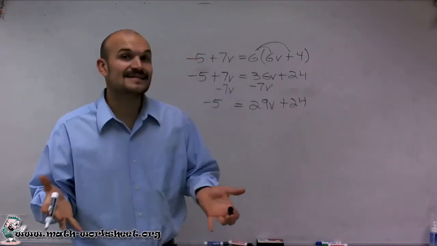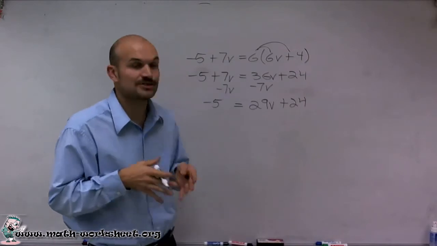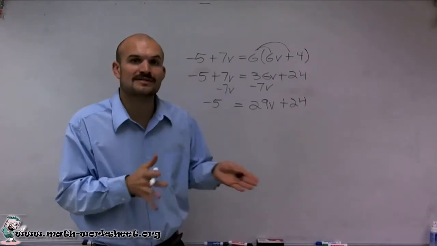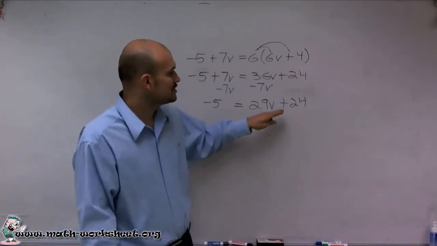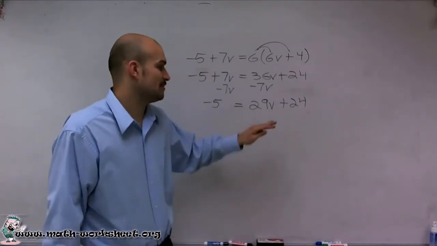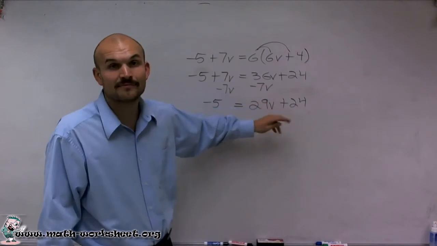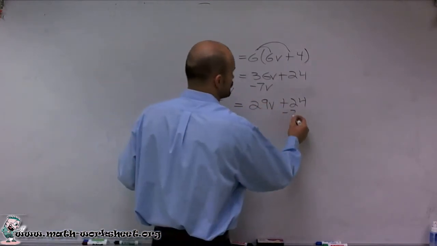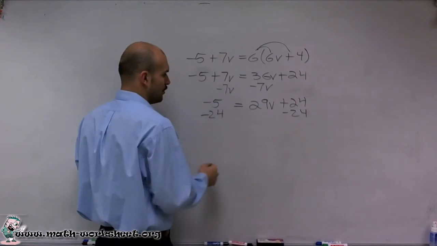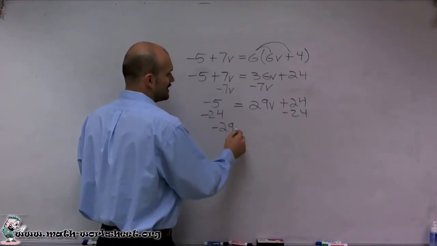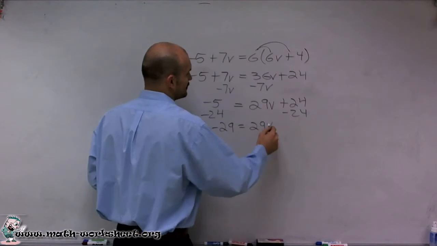So now again, to isolate my variable, what I need to do is just use my inverse operations, undo what's happening to the variable. And the first thing you always want to undo is what your variable is being added or subtracted by. So I notice my v is being added to by 24. So I'm going to subtract 24 on both sides using the subtraction property of equality. Therefore, I get negative 29 equals 29v.